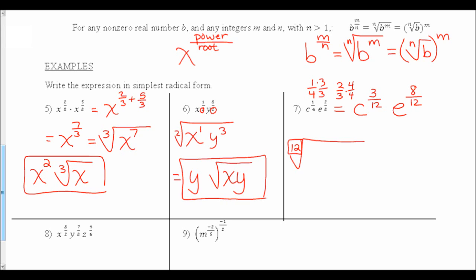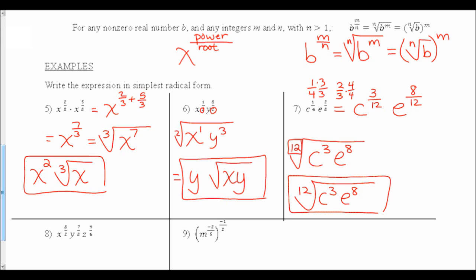Now that both of my variables have a 12 in their denominator, I can make the index of my radical a 12. I then have c to the third, e to the eighth. In this case, I can't take either thing out, so my final answer is the 12th root of c to the third, e to the eighth, if I want them under a single radical.